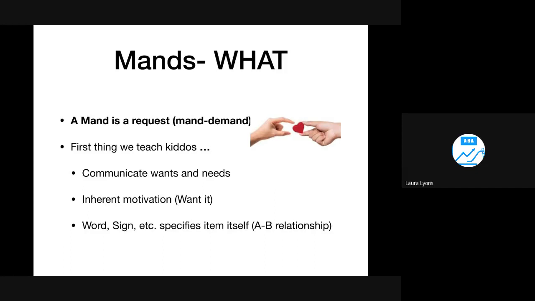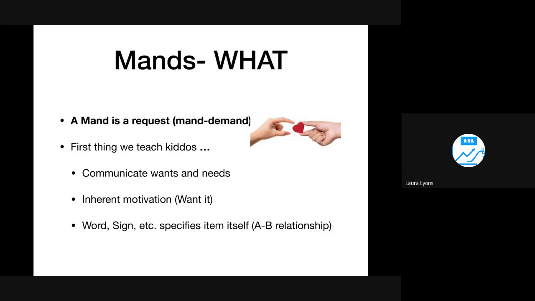A mand is a request, and I think of mand as, again, demand. And it's really one of the most important skills we teach kiddos. Our kids need to be able to communicate their wants and their needs. Nothing is more important than them being able to let us know what they need. Another reason we teach mands first and right away is because there's inherent motivation. You want what you're asking for. So we don't have to contrive situations where kids are motivated.